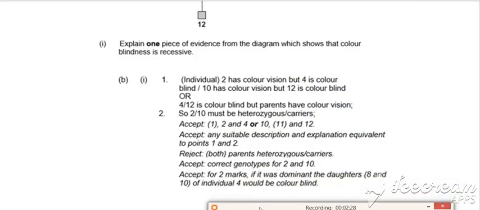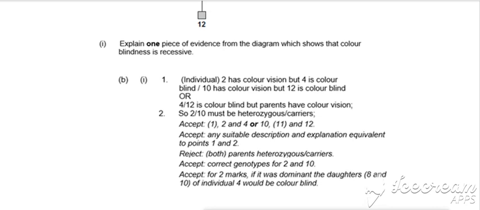Looking at the mark scheme, you get 1 mark for stating that individual 2 has colour vision but 4 is colour blind, or you can say the same thing about individual 10 having colour vision and 12 being colour blind. But it's the idea that 4 and 12 are colour blind, but the parents both have colour vision, which would give you 1 mark.